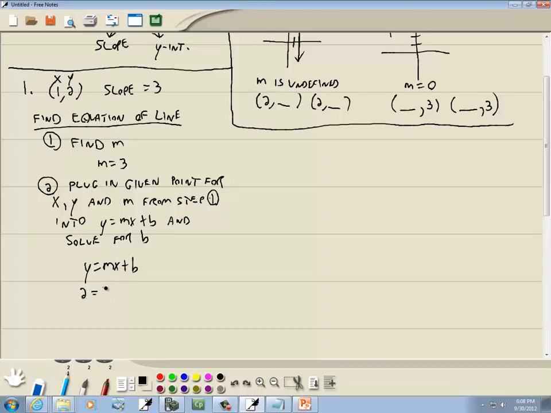M from step 1 we said was 3. And then that's times x, which is 1. And then plus b. And then we're going to solve for b. Well, 3 times 1 is 3. Take the 3 over to the left side. We got 2 minus 3. Which gives us b is equal to negative 1.